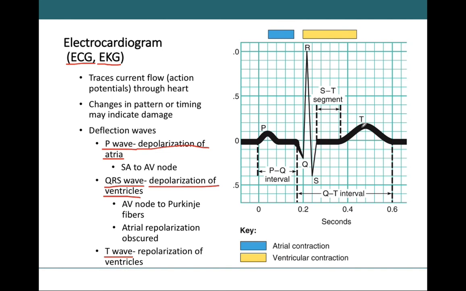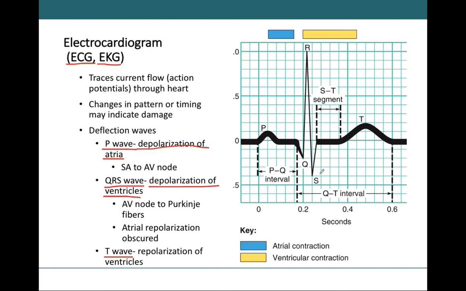Now we'll also have the T wave, and the T wave is going to be indicating ventricular repolarization. So since we have ventricular repolarization shown in one of our deflection waves, you might be wondering where atrial repolarization is found. Well, it's not that we have skipped over atrial repolarization. In fact, atrial repolarization is going to happen during the QRS complex. However, the QRS complex is going to obscure the atrial repolarization, so we won't really see that shown on the EKG. But we do know that it is found right here during the QRS complex.